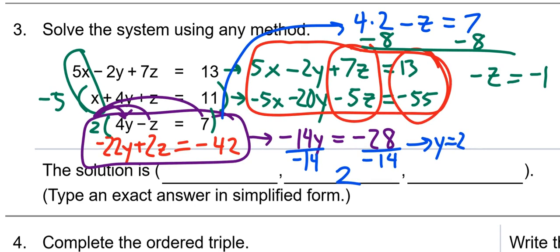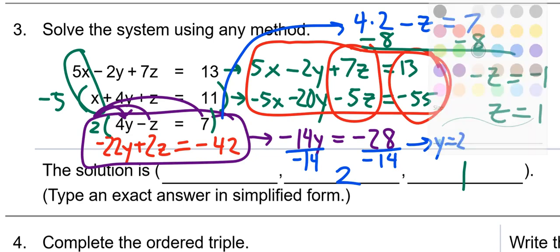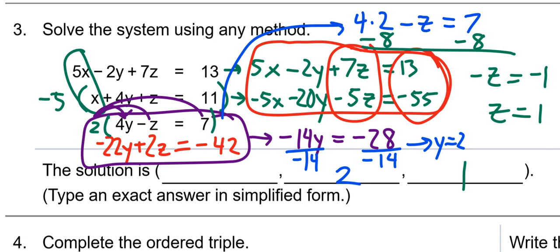Anybody know what z equals? 1. Where does that go in my answer? All the way to the right. So we know that the z is 1. How do we find the x? Yes, sir. Pick your favorite equation. Do you have a favorite equation that I can use from the very beginning? The middle one's a great choice because I see in that middle equation that x is by itself. I like that choice. Sometimes you don't get nice choices like that, but we did.